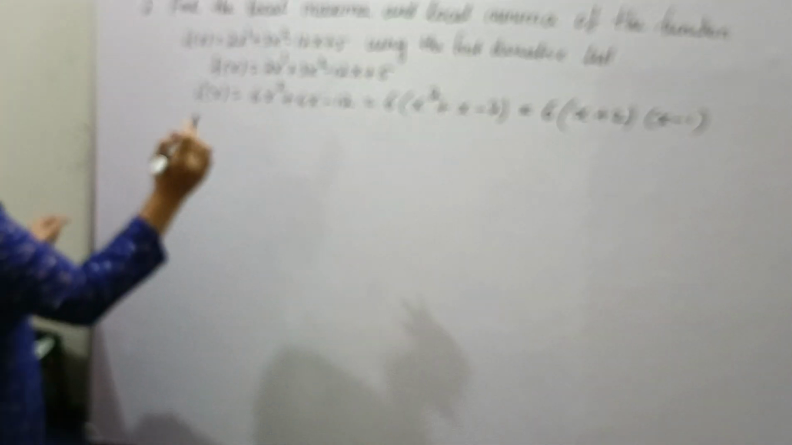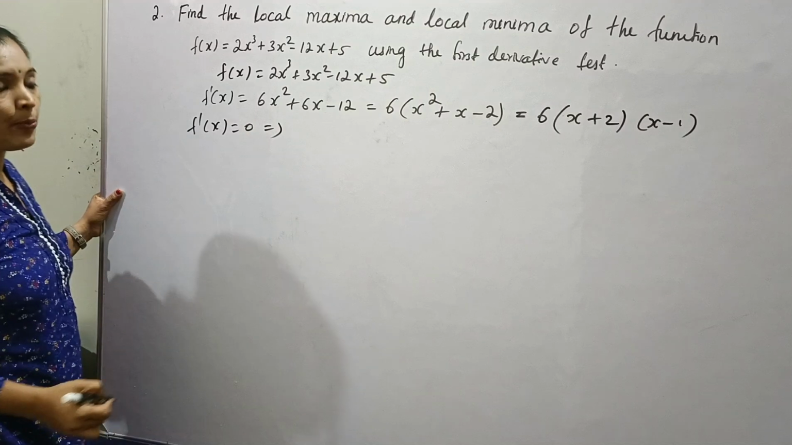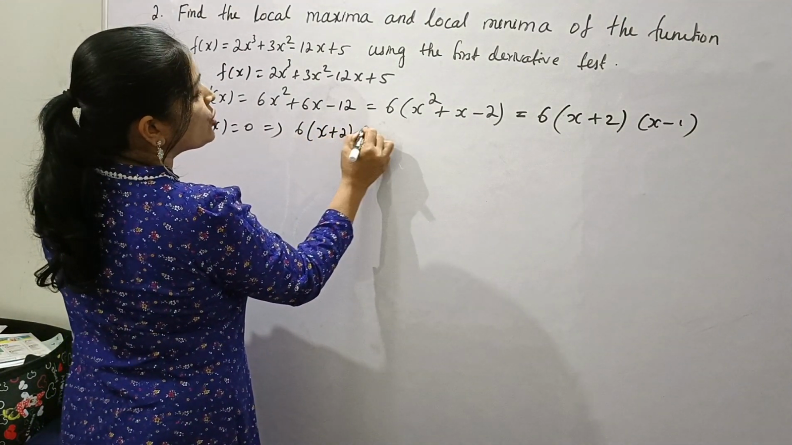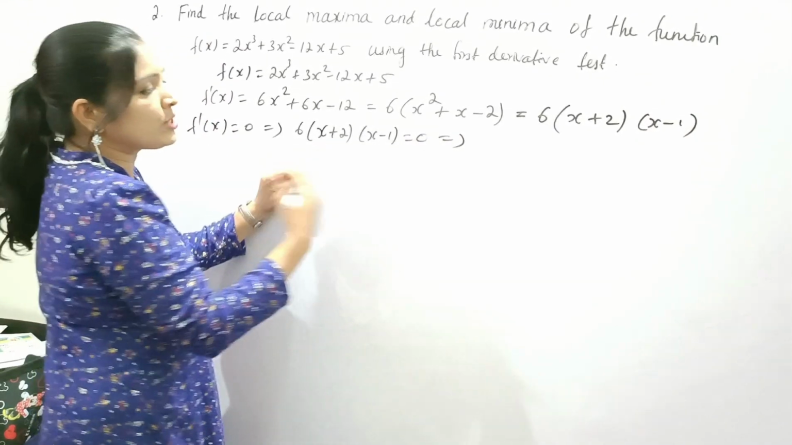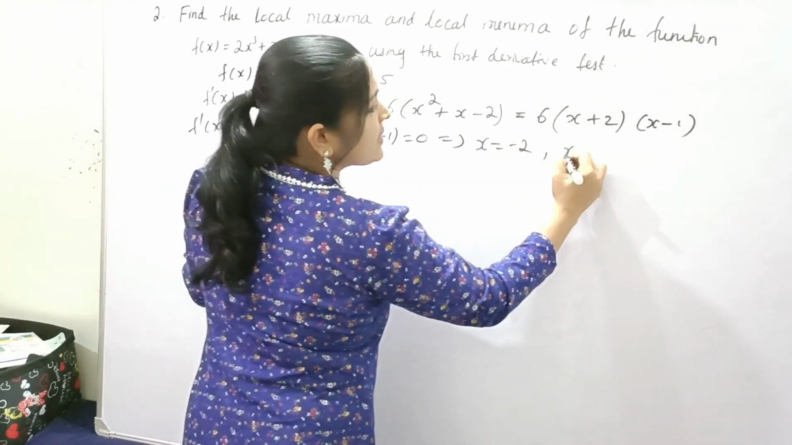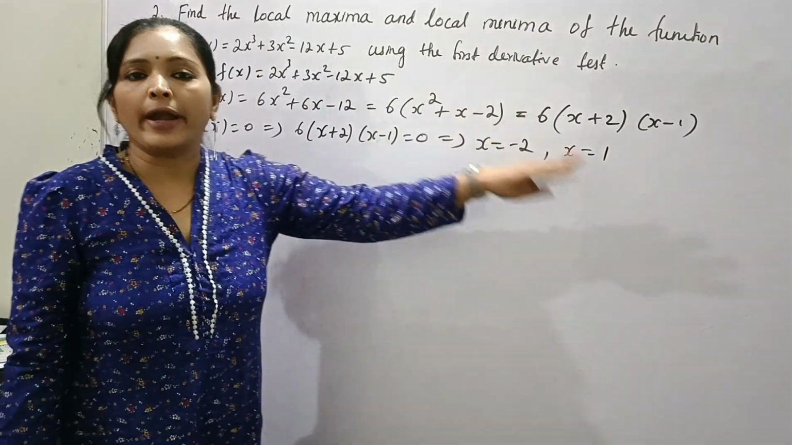Next step is set f dash of x is equal to 0 to find critical points. 6 into x plus 2 into x minus 1 is equal to 0, that implies x plus 2 is equal to 0 implies x is equal to minus 2, x minus 1 is equal to 0 implies x is equal to 1. So we have got critical points minus 2 and 1.